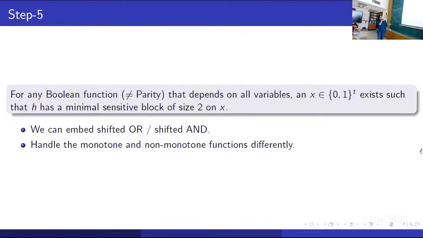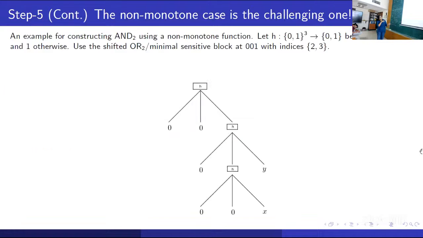AND-OR tree, and I'm skipping these for now. I'm just giving one small example. So this is one of the hard cases. Suppose you have a non-monotone function and you have an OR embedded there. Now you cannot ensure that you can really embed AND. If there is OR, there may not be AND there, right? How will you do that?